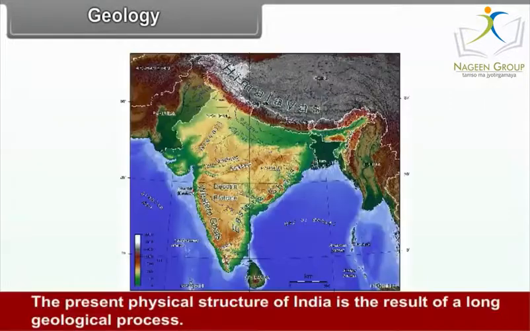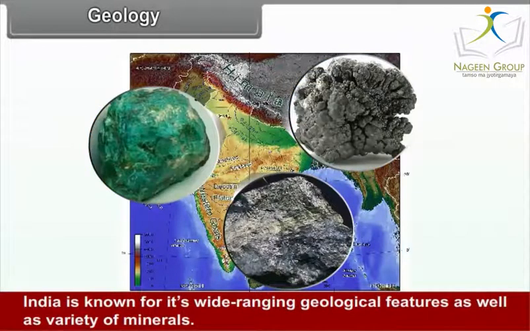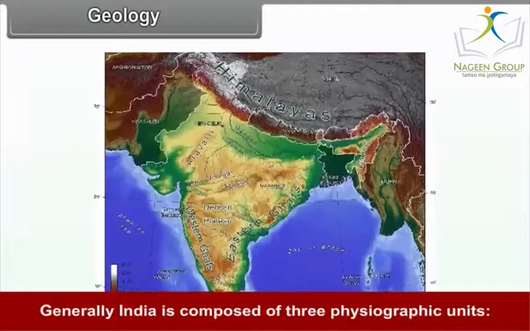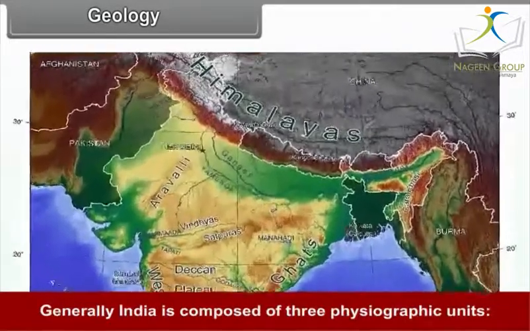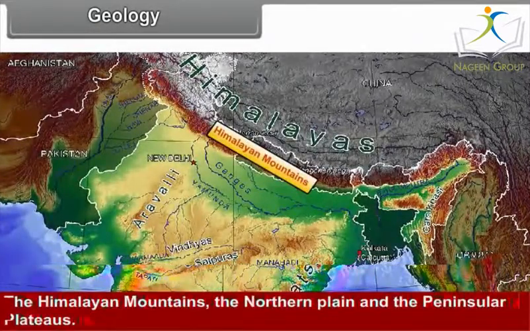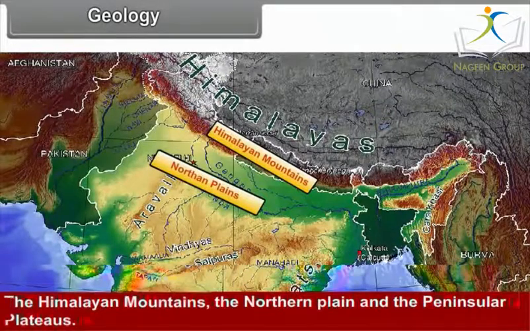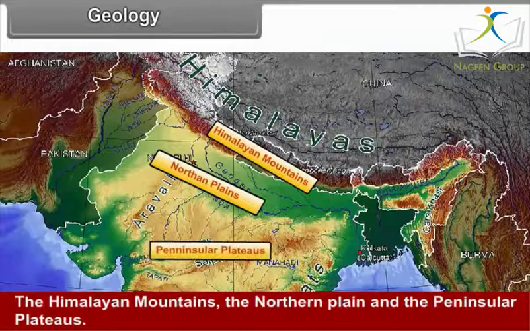Geology. The present physical structure of India is the result of a long geological process. India is known for its wide-ranging geological features as well as a variety of minerals. Generally, India is composed of three physiographic units: the Himalayan mountains, the northern plains, and the Peninsular Plateaus.